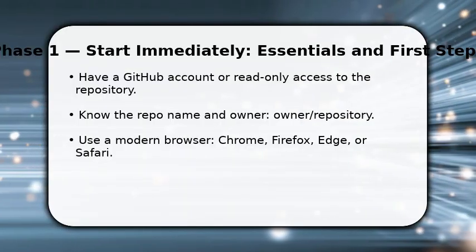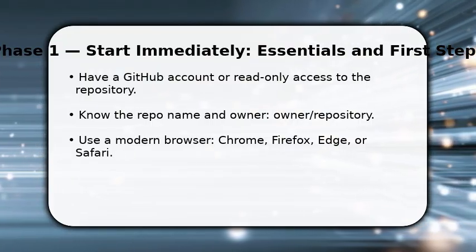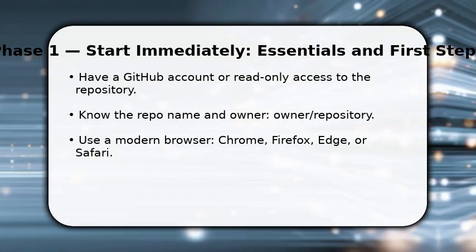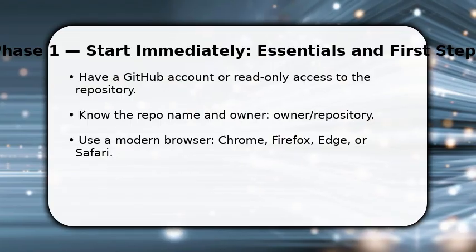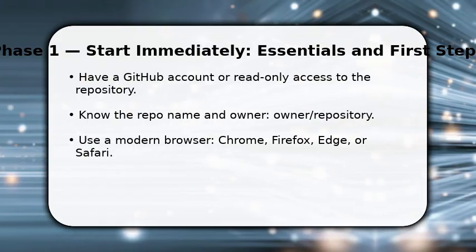You'll start by opening your browser and going to GitHub's main site, then use the search bar to locate owner/repository. Once done, sign in if you need private access, otherwise proceed as a guest. Make sure you can see the repository landing page with code, issues, and pull requests tabs.